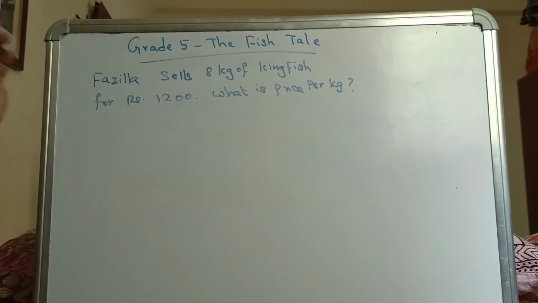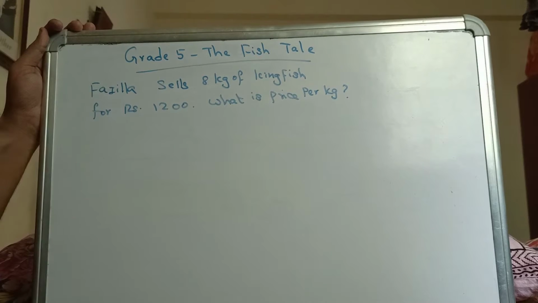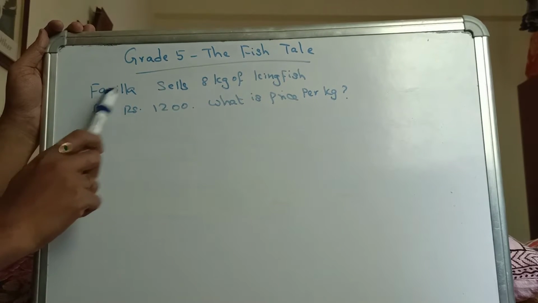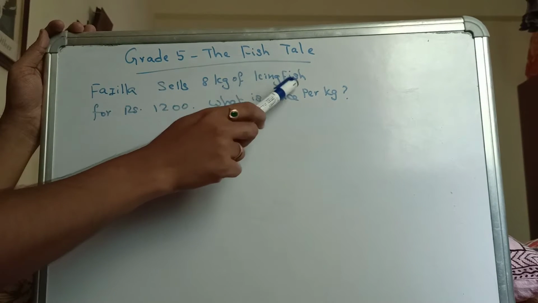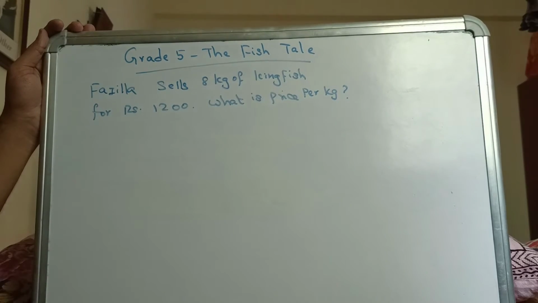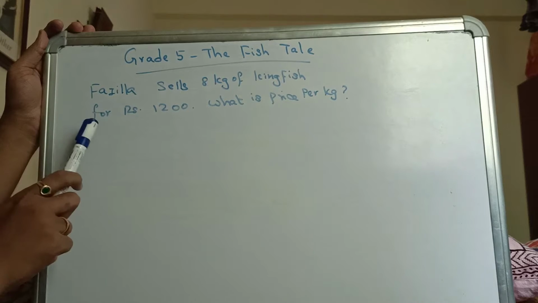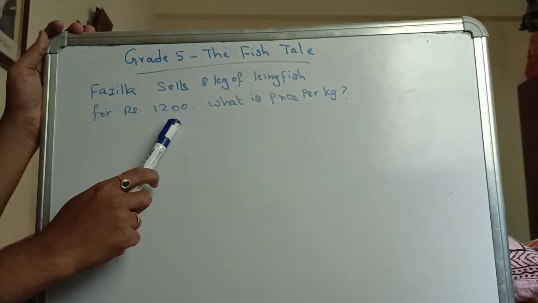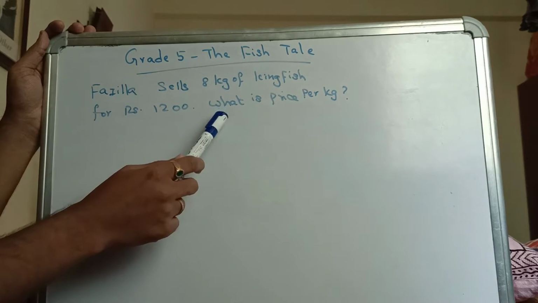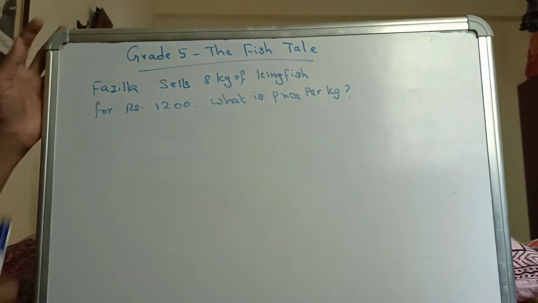Let us see now another example. Fazila is a fish seller. Fazila sells 8 kgs of kingfish. Kingfish is a variety of fish. Fazila sells 8 kg of kingfish for rupees 1200. So, at what price is she selling per kg?